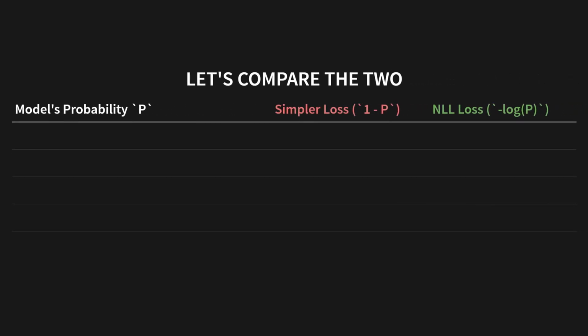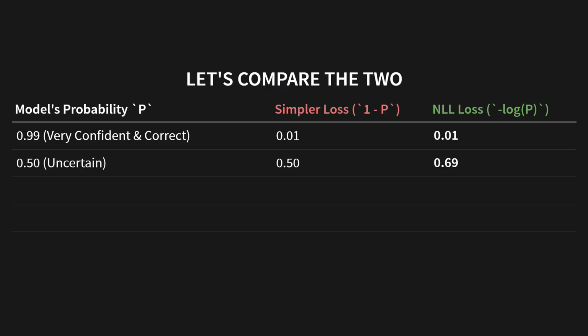Let's compare the two. Check out this table. We're going to walk through this together. On the left, we have the model's probability. In the middle, our simple loss equals 1 minus p. And on the right, our NLL loss, which is negative log of p. Okay, first row. The model is very confident and correct. It gives a probability of 0.99. The simple loss is tiny, 0.01. And the NLL loss is also tiny, 0.01. So far, they look pretty similar.